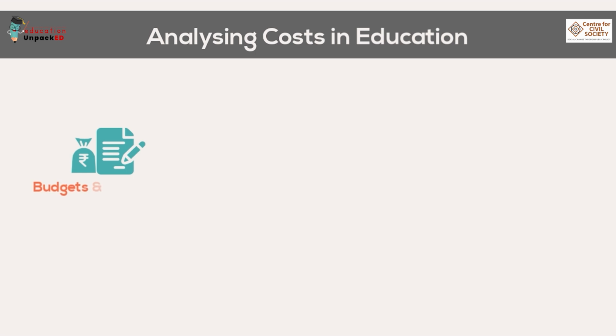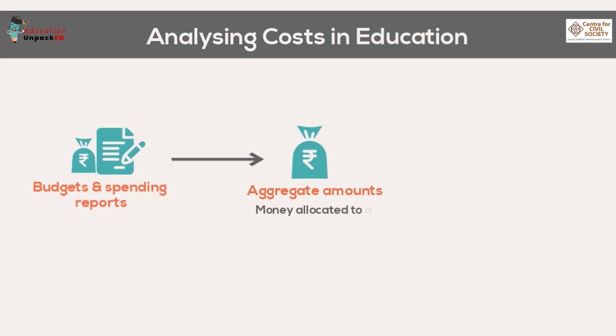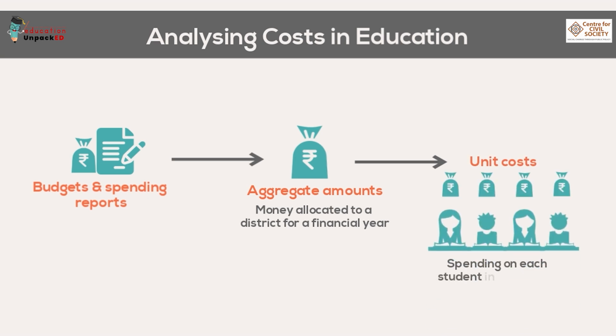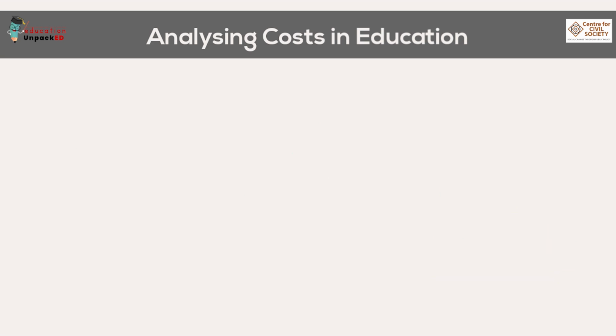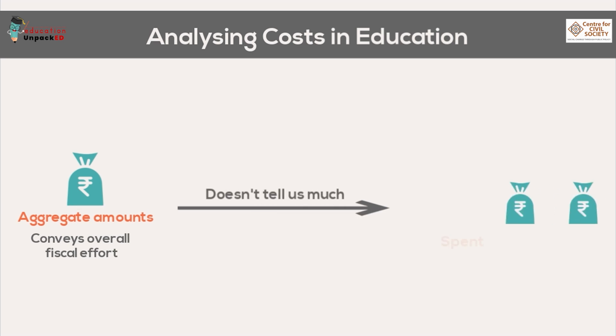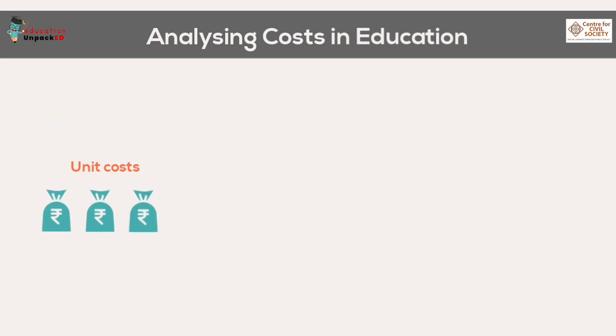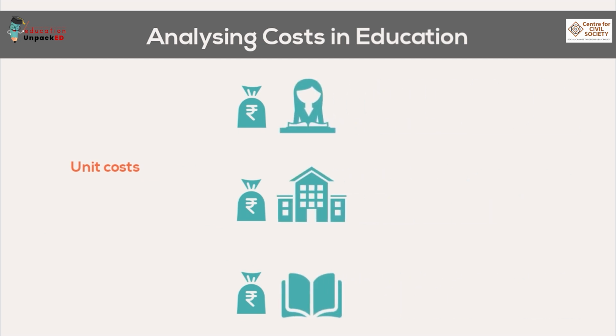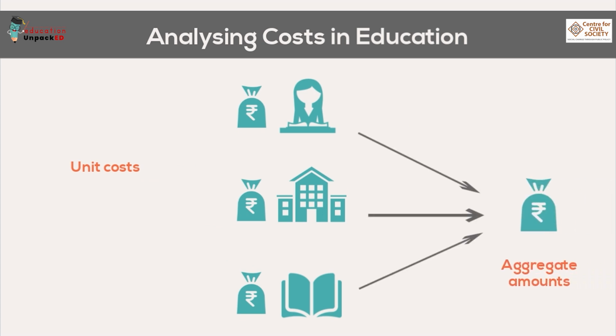From documents such as budgets and spending reports, it's possible to get aggregate amounts, such as money allocated to a district for a financial year, which can be further broken down to unit costs, such as spending on each student in the district. Aggregate amounts convey the overall fiscal effort, but in and of itself, it doesn't tell us much about what happens on the ground. Unit costs, or breaking spending down to smaller units, such as spending per student or per school or per textbook, helps give us details about the aggregate amounts.